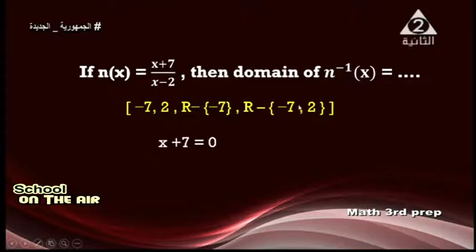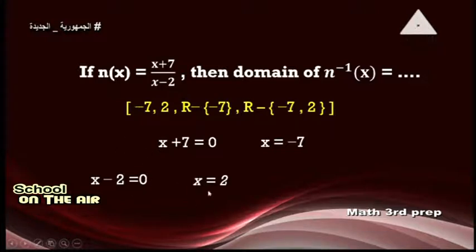مبدئيا n inverse, it means that we will get zeros of numerator and denominator together. Our numerator x plus 7 equals 0, to get the value of x equals negative 7. And also our denominator x minus 2 equals 0, to get our zero of our denominator equals 2. It means that our domain equals R except zeros of numerator and denominator together, are difference negative 7 and 2.